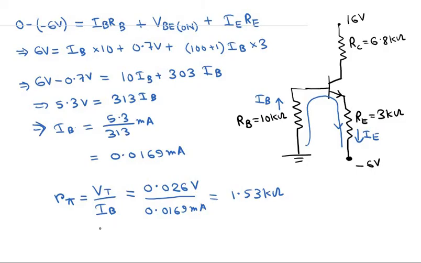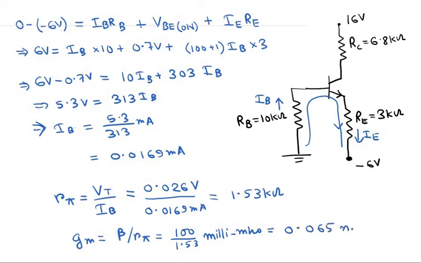Now gm is equal to beta divided by r pi, which is 100 divided by 1.53 millimho. Mho is the unit of conductance, and because we are dividing by kilo ohms, the unit is millimho. This is equal to 0.065 millimho.